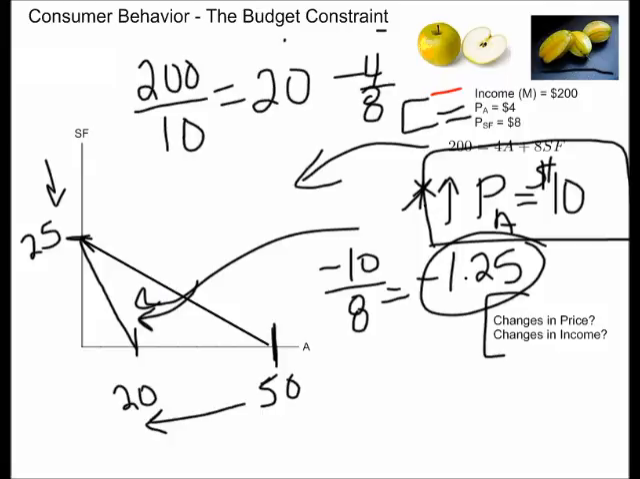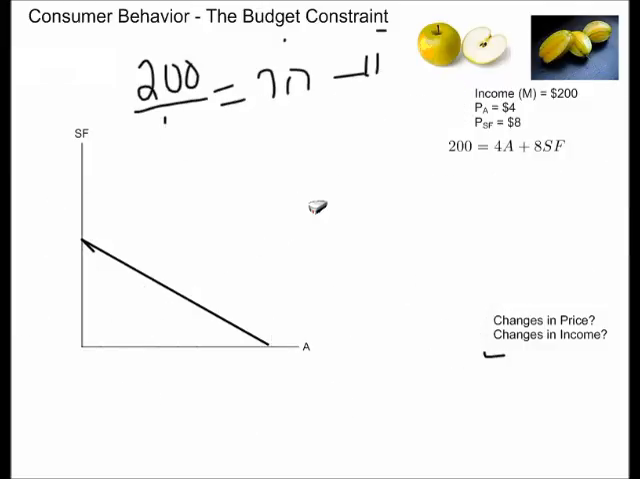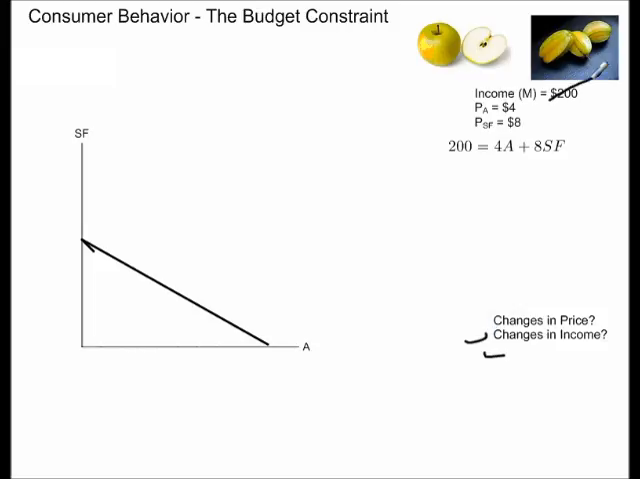So, that's what happens if the price, or I could say more generally, that's what happens when the relative price of my goods that I want to consume changes. How about the other assumption that we made about the value of income? What if there is a change in income, right? What if the amount of income you have goes from $200 up to $400?